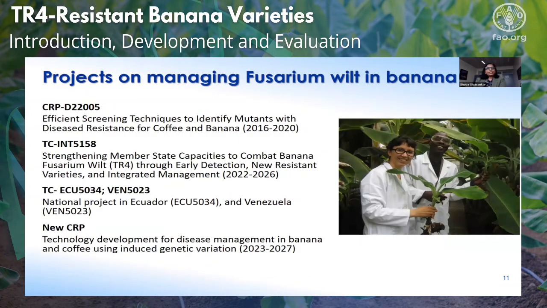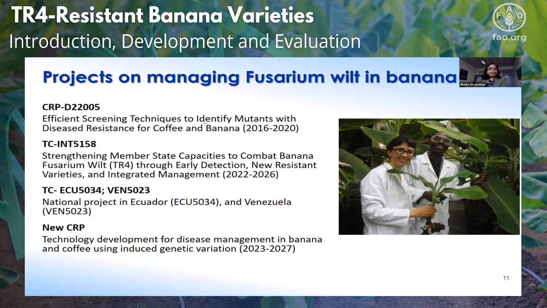Now, talking about fusarium wilt in banana, we have had a long history of research on banana, tissue culture of banana, and also using mutation breeding, induced genetic variation, to facilitate selection for a wide variety of traits. Most recently, in 2017, we started a fundamental research project addressing two different traits: one is coffee rust, and the other was banana fusarium wilt. I'll talk more about the results from those projects.